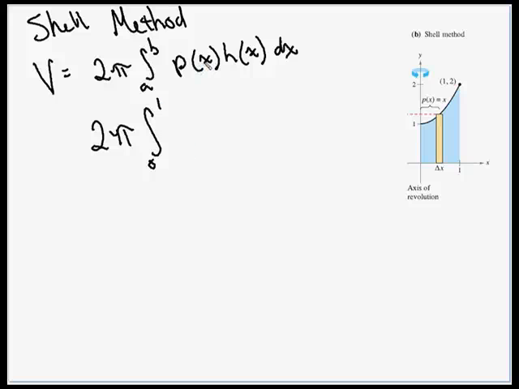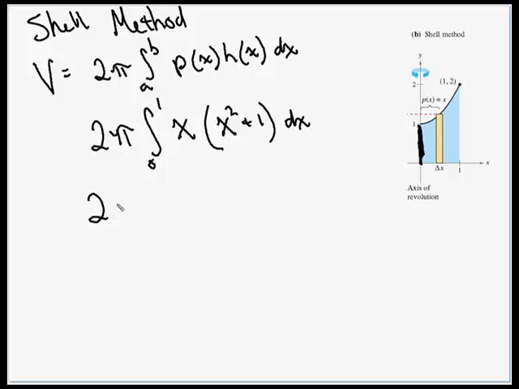P of x is our distance from the axis of rotation, and since we are touching our axis of rotation, p of x is just our x-coordinate. And h of x is the height of the rectangle, and the height of the rectangle is given by the function x squared plus 1. And dx.